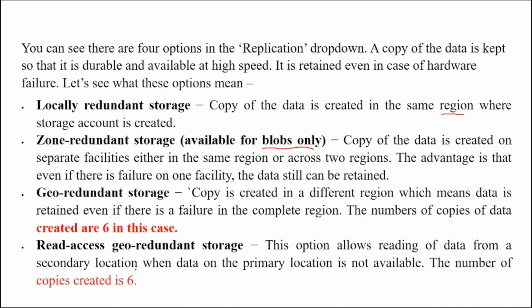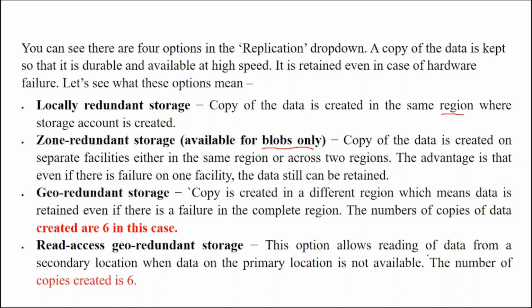But what is the limitation? The number of copies of data that can be created is six in this case. Here it is only three or two, but here at least six is the case. The copies are created six times. Similarly, the next one is read access geo redundant storage.